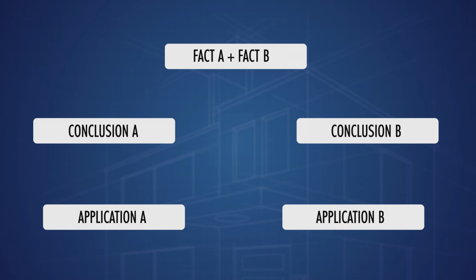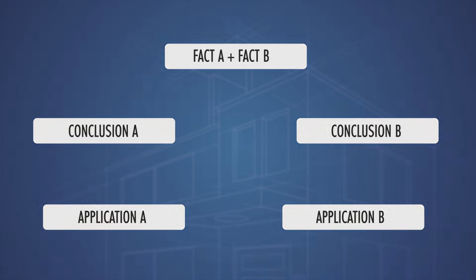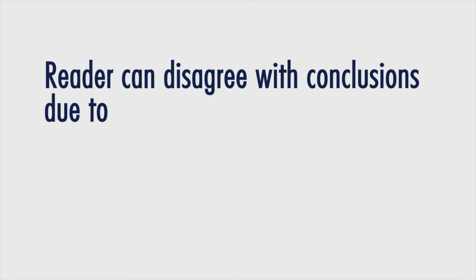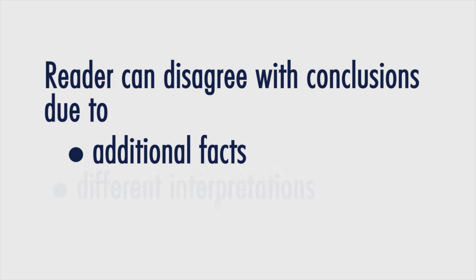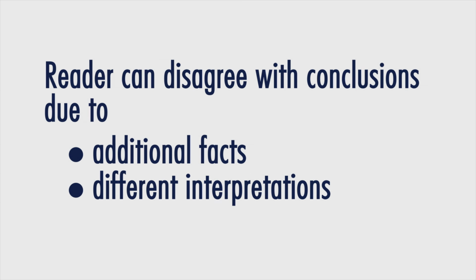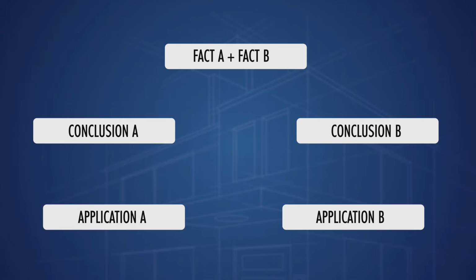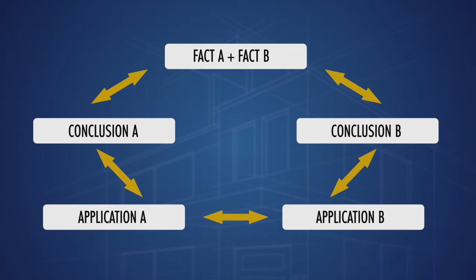Although the basic argument is effective for proving a point or solving a problem, it is possible that a reader can disagree with your conclusions because they have additional facts or because they interpret facts differently. To compensate for this possibility, you can make your argument stronger by means of a more advanced argument structure.